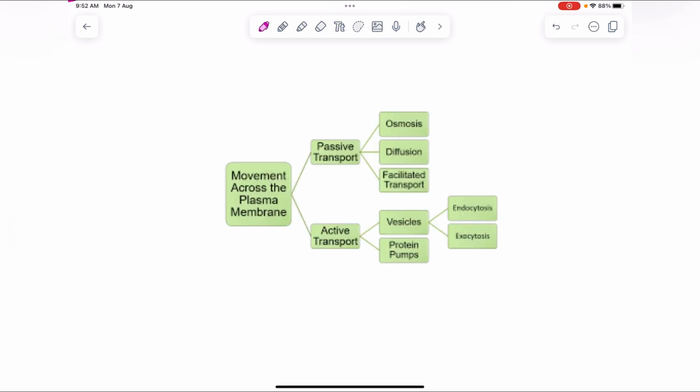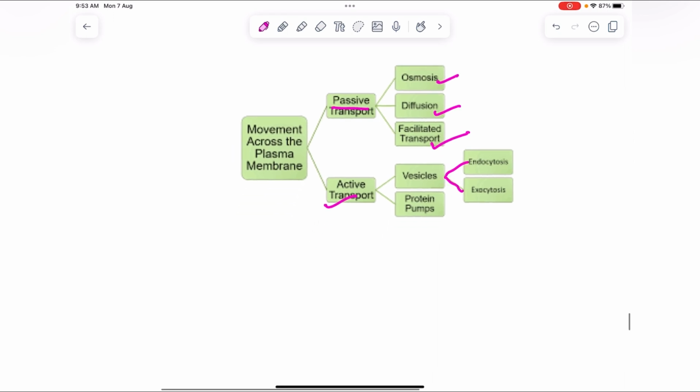For movement across the plasma membrane, there are two types of transportation: passive transportation and active transportation. Passive transportation includes osmosis, diffusion and facilitated transportation. And active transportation involves vesicles and protein pumps, that is called endocytosis and exocytosis.